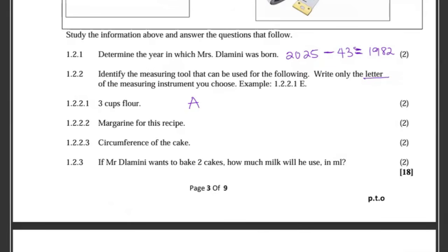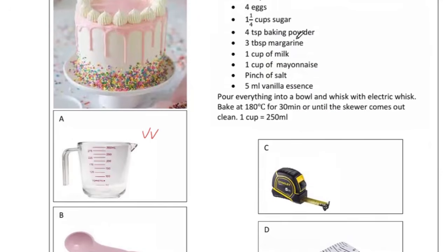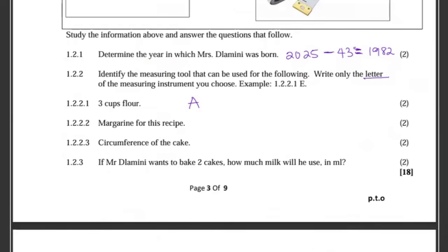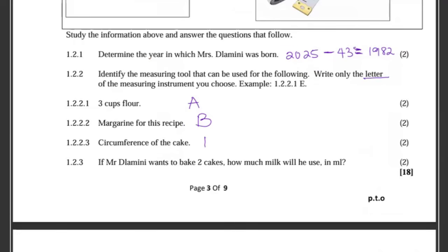Margarine for the icing, let's see. Under the icing, they're telling us 3 tablespoons of margarine. So if there are 3 tablespoons, we shall use this. We shall use B. So our answer here becomes B. The circumference of the cake. Now, when you look at it, we are left with this and this one here. Which one is more flexible? It's this one, because for the circumference, we have to take it flexible. So the answer there becomes D. 2 marks each.